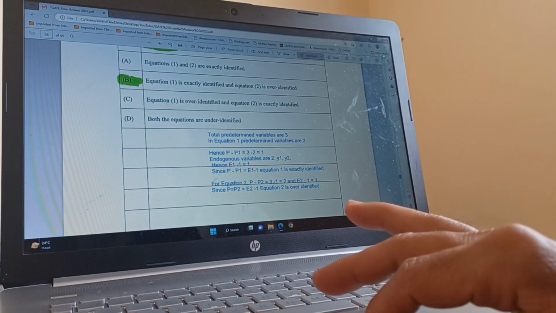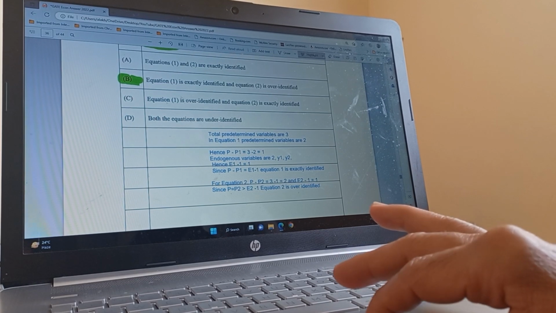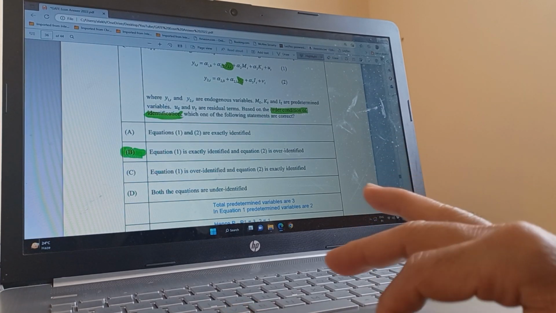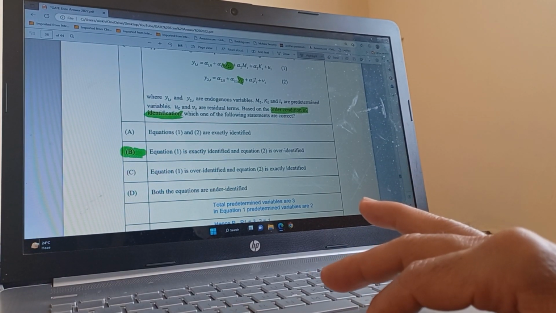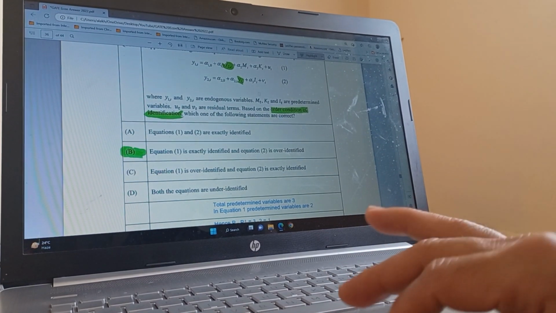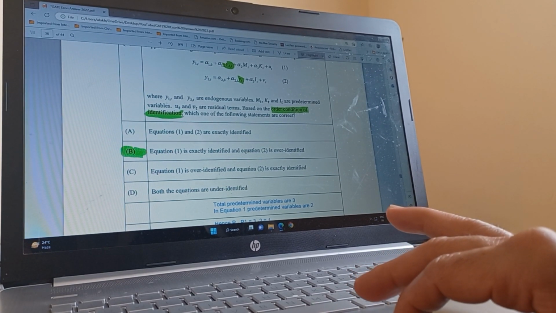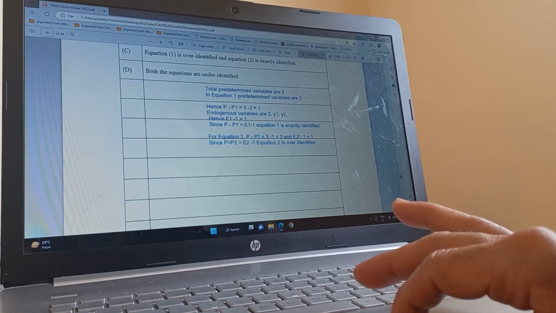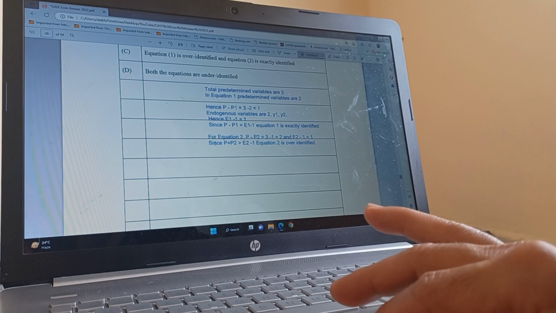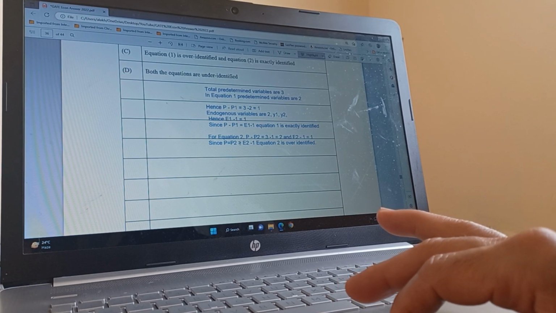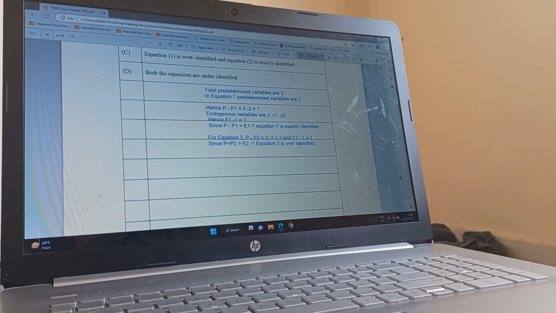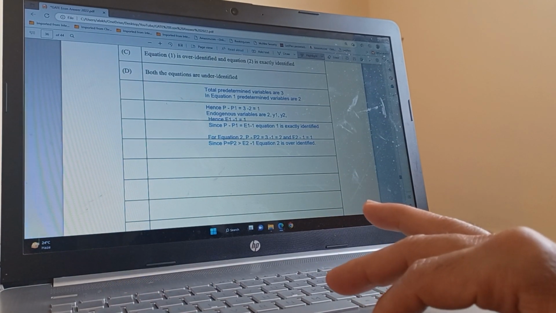Now for equation 2, p is equal to 3, but p2 is equal to only 1, that we need to identify. Here it is only one predetermined variable. So we deduct 3 minus 1 and that becomes 2. And what about e2 minus 1? That is also 1. So since p minus p2, which is 2, is greater than e2 minus 1, equation 2 is over identified.